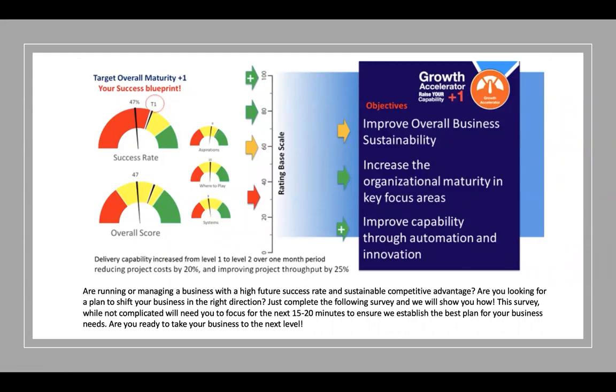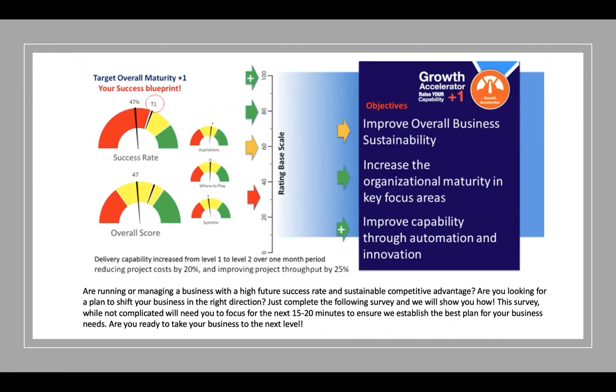This is the second in the series of reviews on new diagnostic systems and platforms that are available. The Growth Accelerator system focuses predominantly on how to increase a company's maturity levels. So maturity levels on a scale of 1 to 5, 1 being ad hoc or not in place, and 5 being at a strategic level.